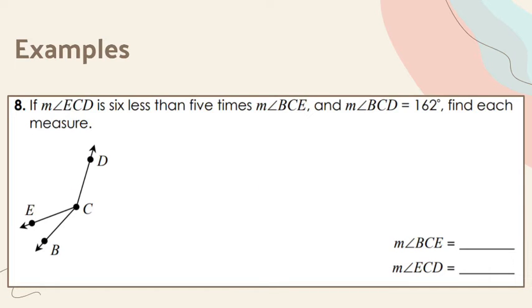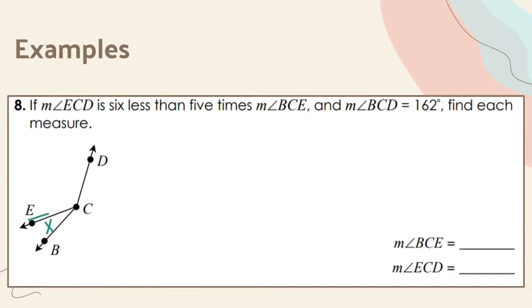If the measure of angle ECD is 6 less than 5 times the measure of BCE and the measure of BCD is 162, then find each measure. So this says that ECD equals some equation, and it's 5 times this angle. So the angle that is in the equation description, that's going to be x. So BCE, we're going to call that x.